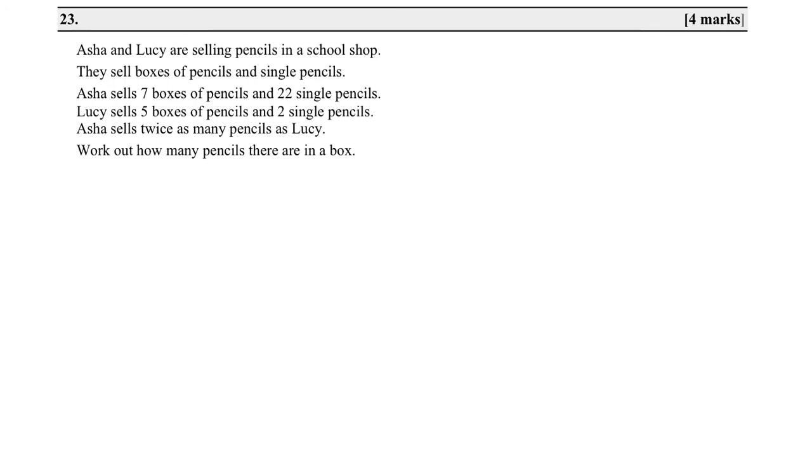Okay, 23. Asher and Lucy are selling pencils in a school shop. They sell boxes of pencils and single pencils. Asher sells 7 boxes of pencils, so 7B, and 22 single pencils, plus 22. I'm not going to write S because sometimes they look like 5, so I'm just going to put P. And this is Asher. Lucy sells 5 boxes of pencils and 2 single pencils. And that's Lucy. Asher sells twice as many pencils as Lucy.